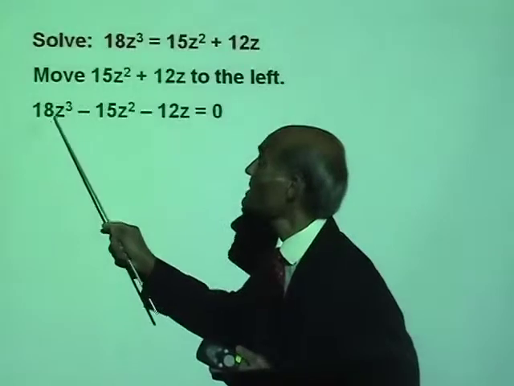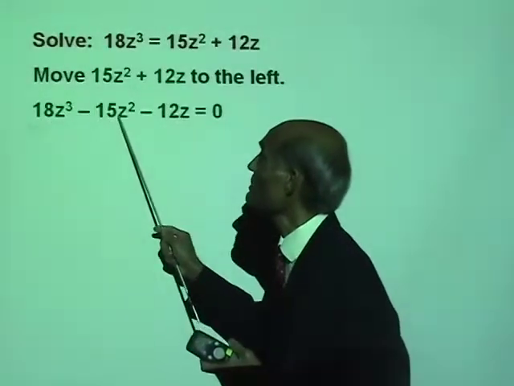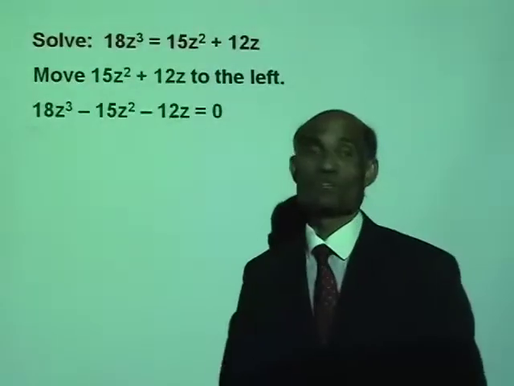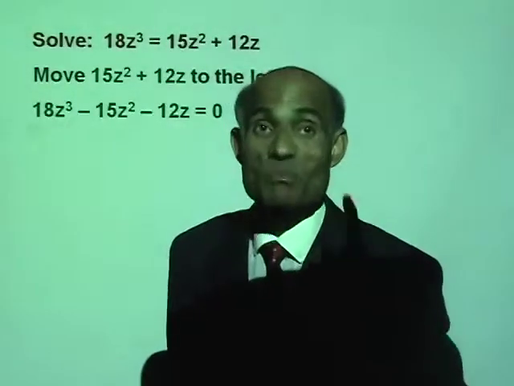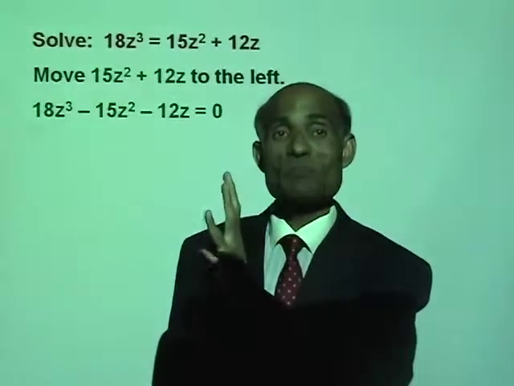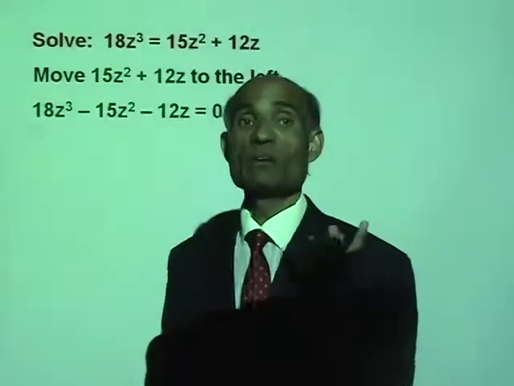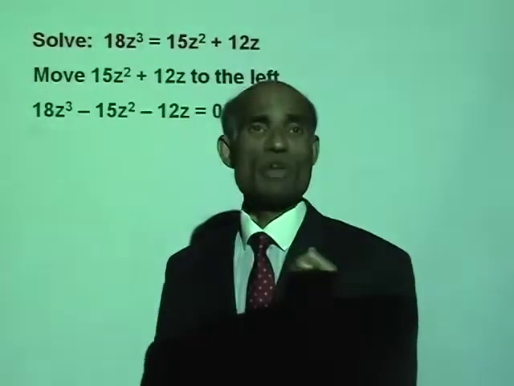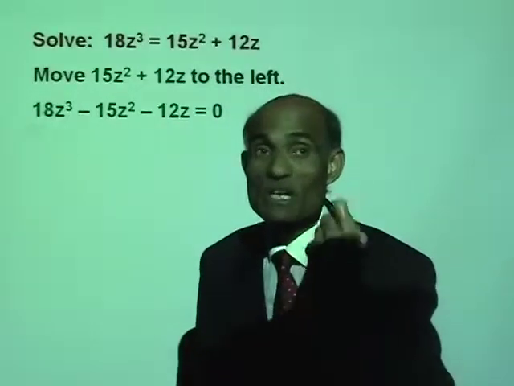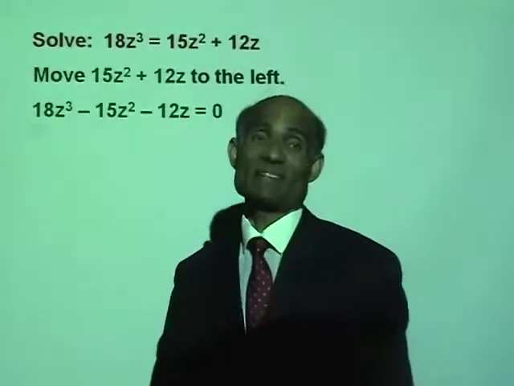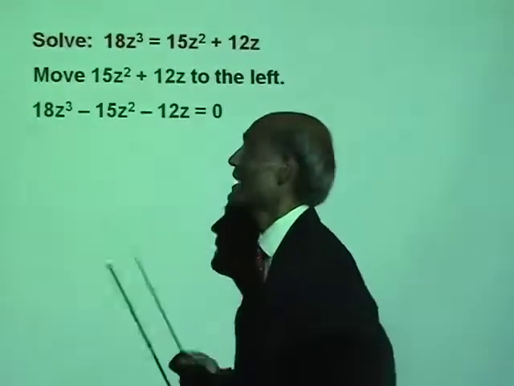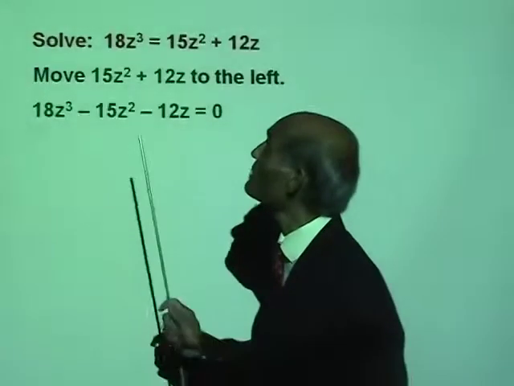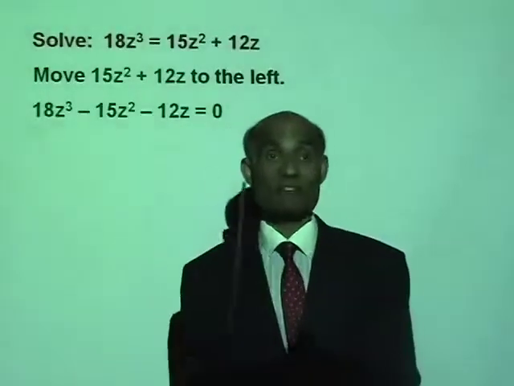So you have 18z cubed minus 15z squared minus 12z equal to 0. We have now done step 1. The right side is made 0. And now, is there any simplification you need to do on the left? No. Alright, third step is factor the left side. Can you factor the left hand side? What is the first thing to do in factoring? The first thing to do is look for common factors.